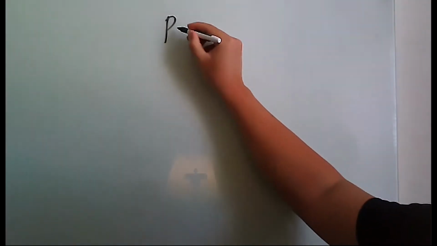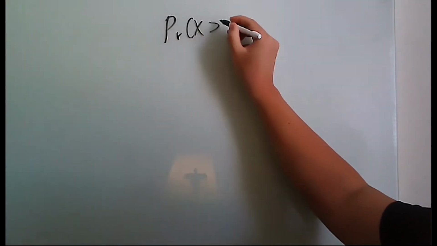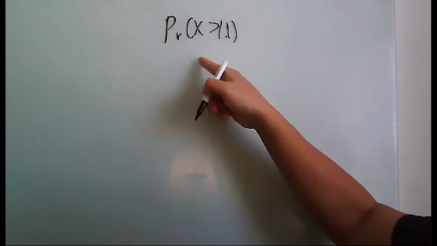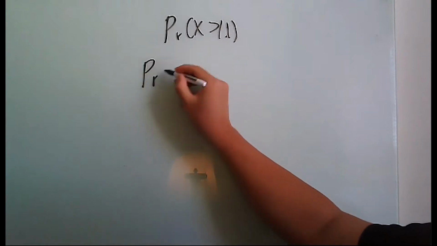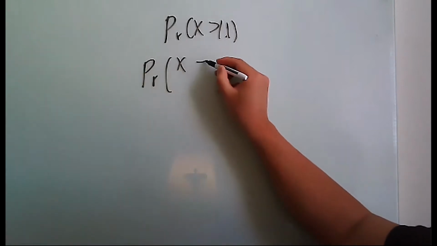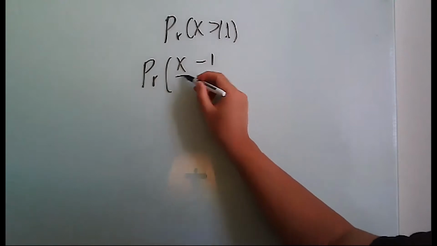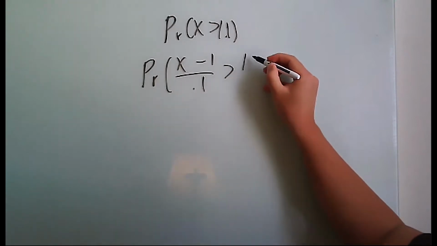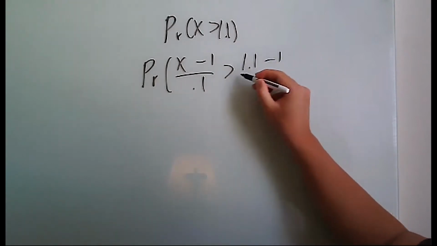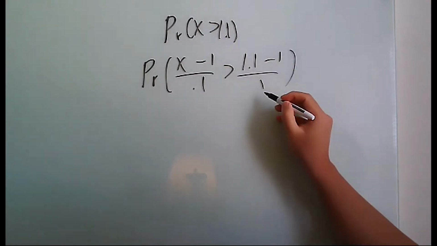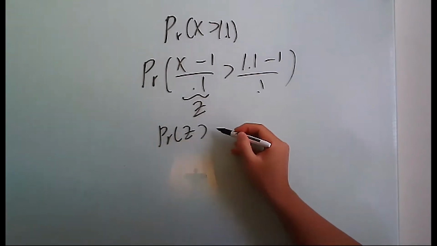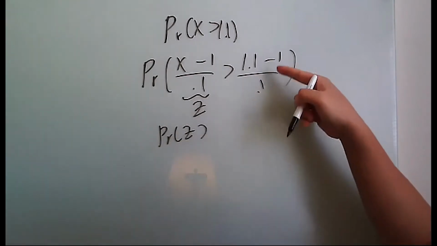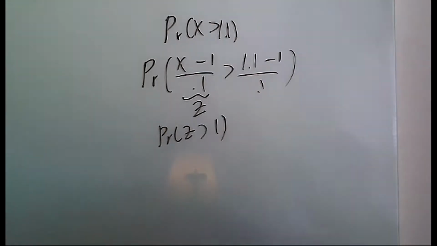So first thing you need to do is find this probability, okay? 1.1, you have to know this is what you're looking for, and you standardize it. So x minus the mean, we said mean equals 1, right? And standard deviation equals 0.1. Greater than (1.1 minus 1) over 0.1. So we know this is z, so it's the probability of z greater than what this is when you do the calculation, 1. So using the table, right?